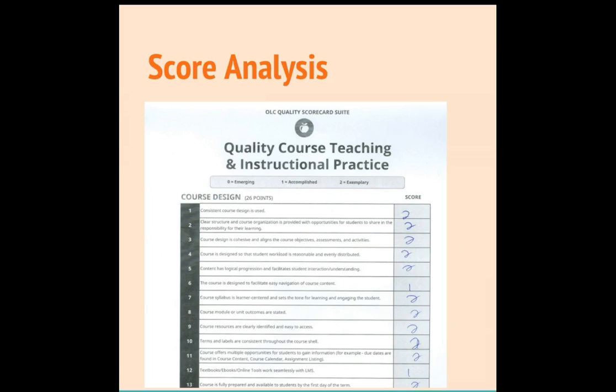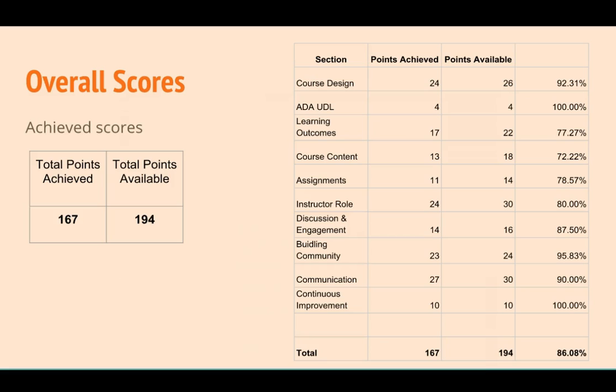Using the Quality Course Teaching and Instruction Practice Scorecard, Learning Theories was graded on a 0 to 2 point system. A 0 indicates the objective is an emerging part of the online learning environment. A 1 indicates the item is accomplished in the online learning environment. And a 2 indicates an exemplary nature of the item in any category. The data that's being presented is based on the results of this scorecard.